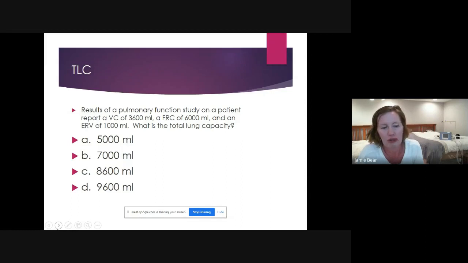So this one's a little bit tricky. If you know what makes up total lung capacity, it's vital capacity plus RV, residual volume. Well, they don't give you RV, so you have to go functional residual capacity minus ERV, which will give you your RV. So 6,000 minus 1,000 is 5,000, plus 3,600 is 8,600. Does that make sense?